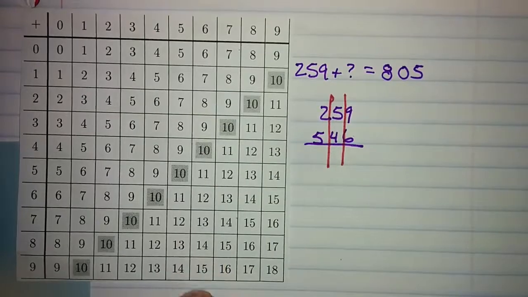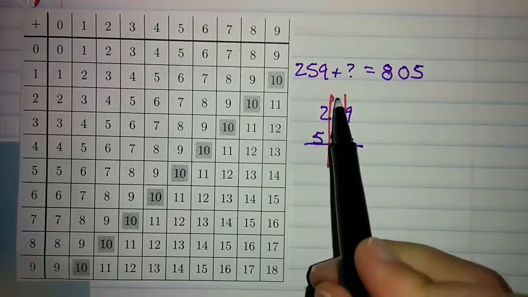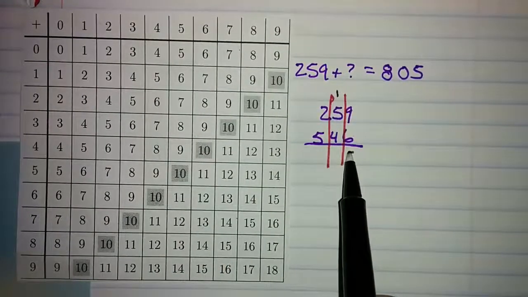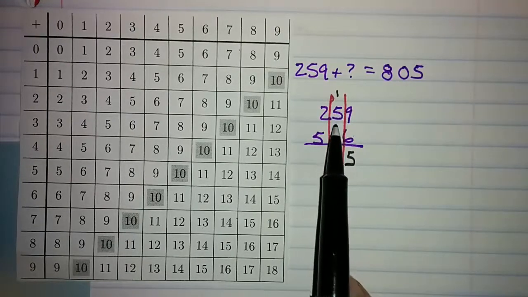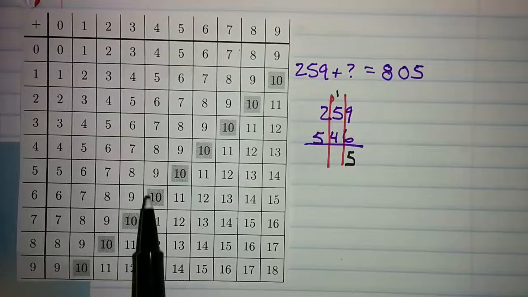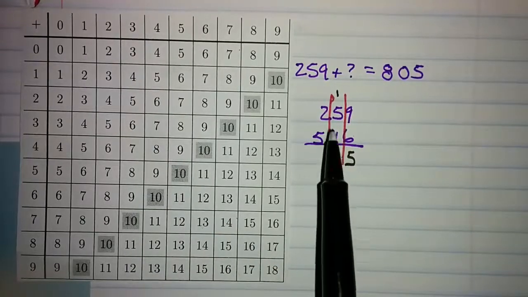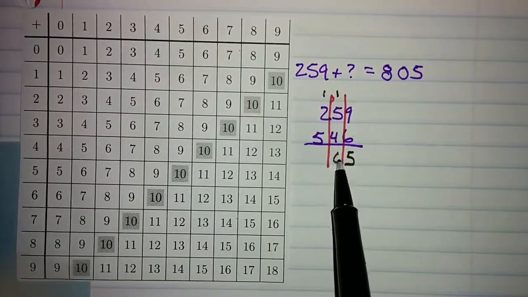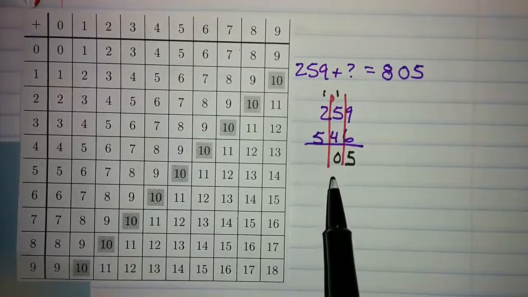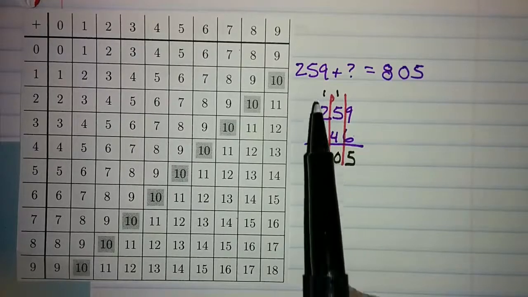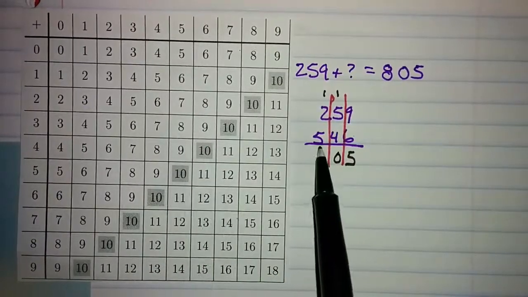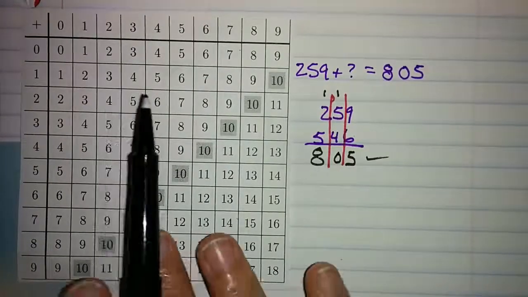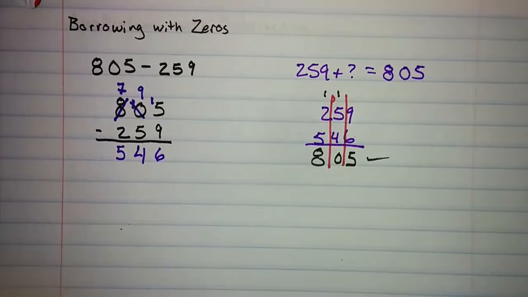9 plus 6 is 15. Carry the 1, write down the 5. Oh, I see. 1 and 5 is 6, and 4 is 10. So we get a 10 here. Carry the 1, write down the 0. 1 and 2 is 3, and 5 is 8, just like we hoped we'd see. So that's what happens when there's a 1, 0.